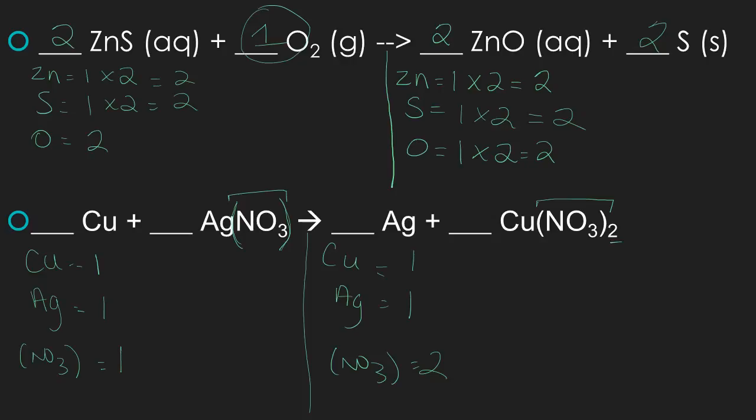Alright, so now on this one, the only thing that's not balanced is my nitrate, or my NO3. So I have to come to the left side and multiply it so I can equal the right, and I'll have to multiply by 2. Again, I put my coefficient out in front of my compound where NO3 exists.